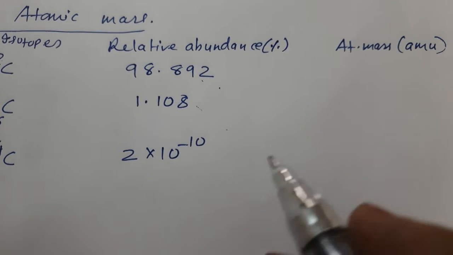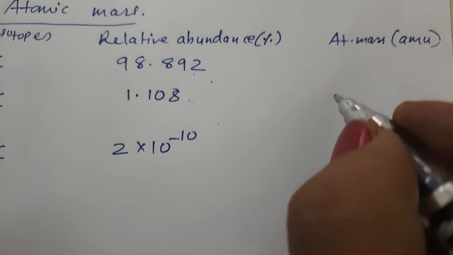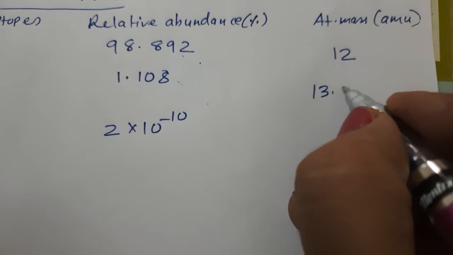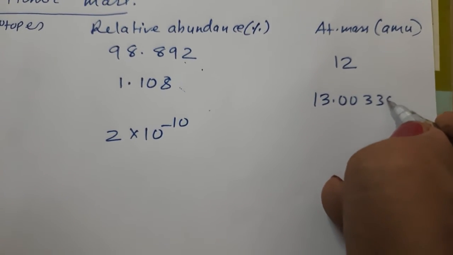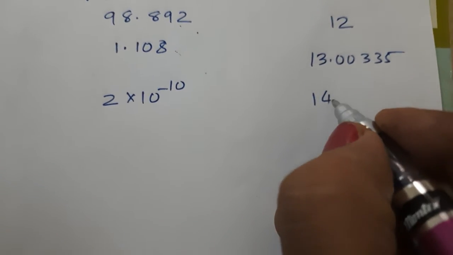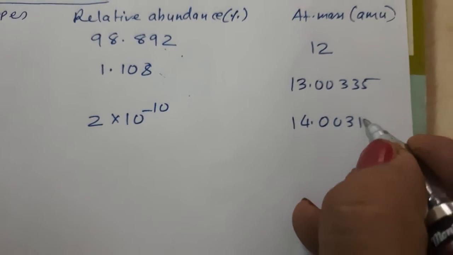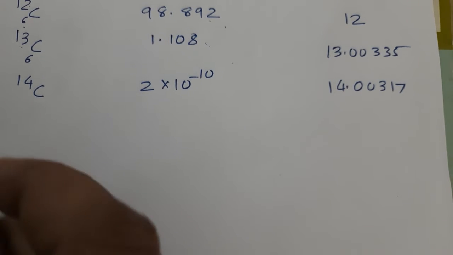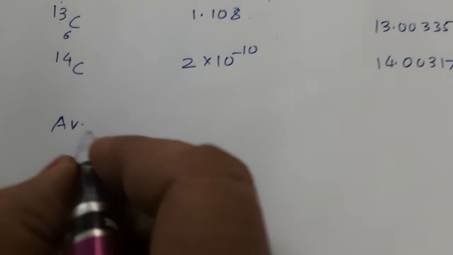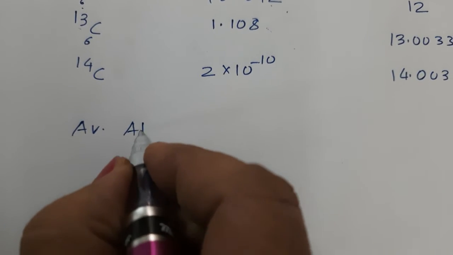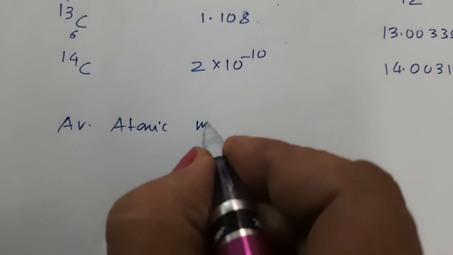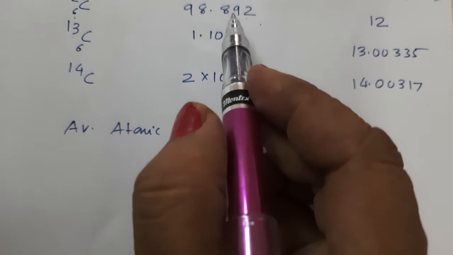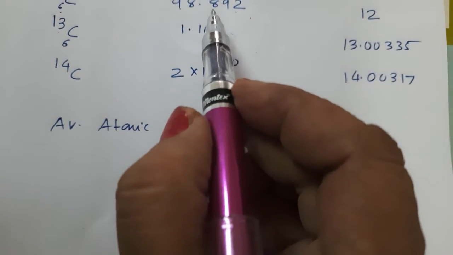Then the atomic mass of carbon 12 is 12. It is 13.00335 and it is 14.00317. This is the atomic mass. So to calculate from this, average atomic mass will be calculated as average atomic mass is equal to, this has to be multiplied into 12 units.